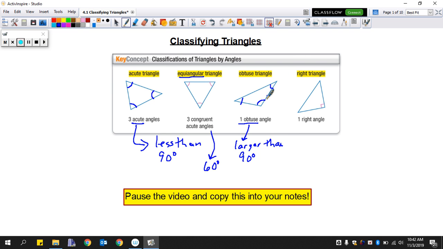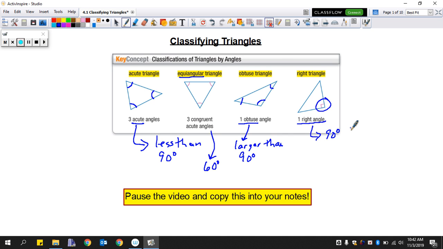All right, and the last triangle that we're classifying by their angle measures is a right triangle. Which means it has one right angle, and remember, a right angle is designated by the little square that we have here. And of course you remember that a right angle is equal to 90 degrees. Okay, so let's go ahead and pause the video and copy this table and the little notes that you need into your notebook, and then we're going to go ahead and do some practice problems.